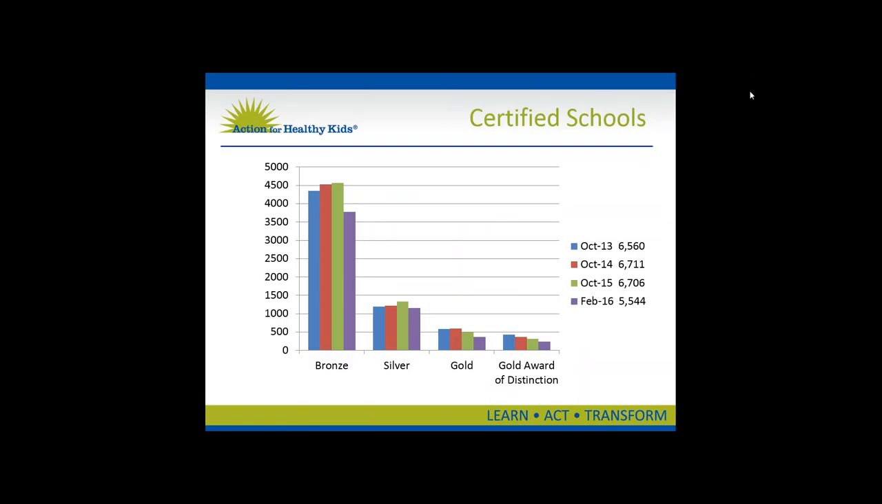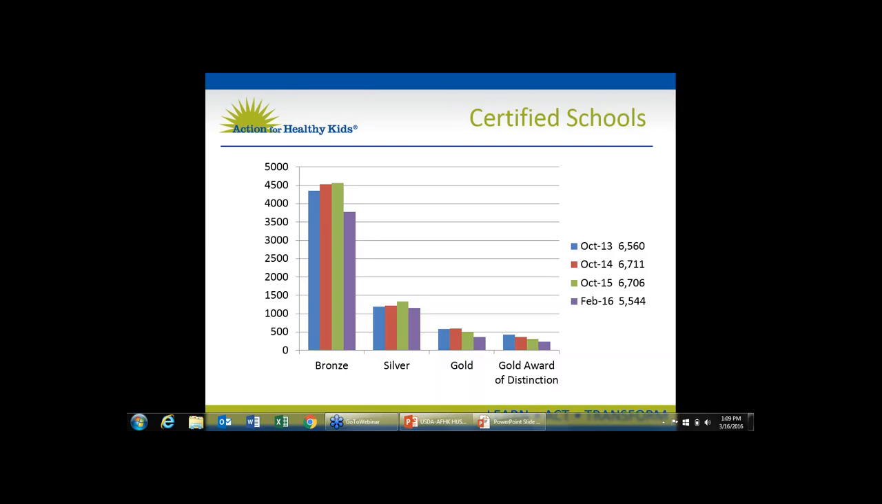To date, there are currently 5,544 certified schools for the challenge. We have 3,779 bronze awardees, 1,158 silver, 366 gold, and 241 gold award of distinction. And these numbers reflect 409 schools that are certified under the 2014 criteria. Keep in mind that this chart shows the growth and decrease in the number of certified schools by award levels as of October 2013, October 2014, October 2015, and most recently, February 2016. Also remember that because schools are certified for 4 years, the numbers do fluctuate some as schools expire.